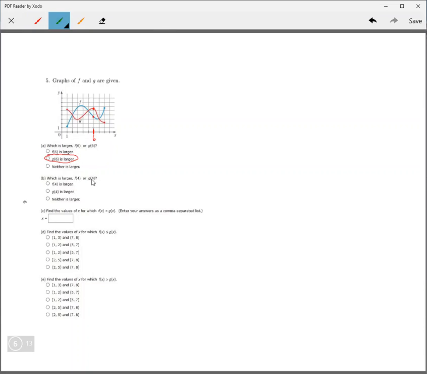Okay, and then f of 4 or g of 4. So here's 4. f of 4 is higher. f of 4 is up here, g of 4 is down there. So f of 4 is larger.